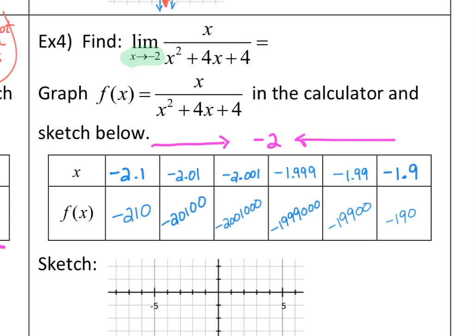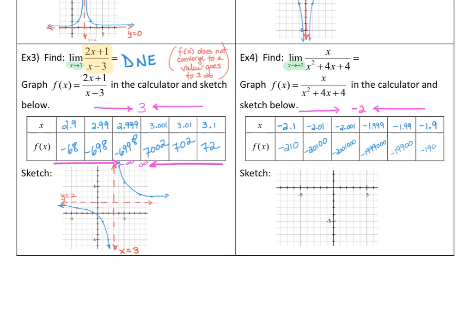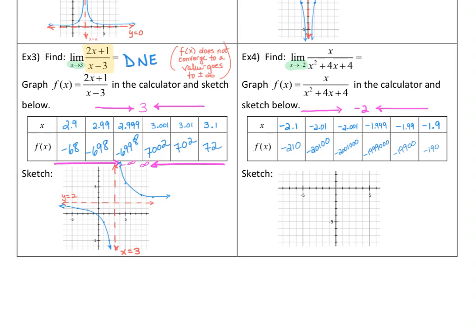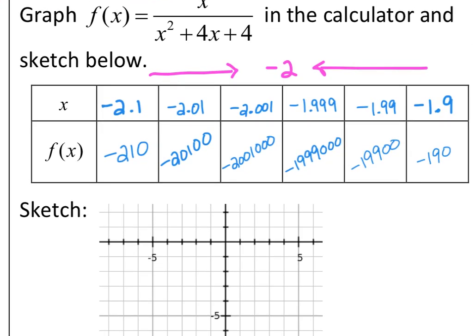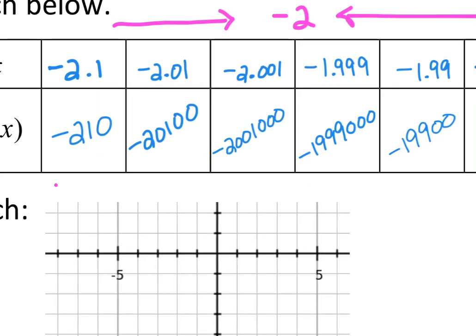So here are the y values that you should have computed in your calculator, and this time both sides, both the left and the right, are approaching the same-ish number, but it's not really a number. They're both going the same place, I guess, is a better way to describe it. Unlike number 3, where, remember, one side was going to negative infinity and the other side was going to positive infinity, here both sides are going toward negative infinity. They're just getting hugely negative, huger and huger.